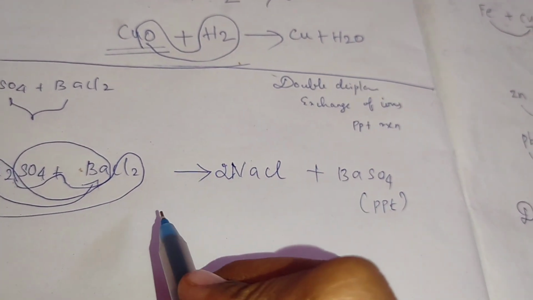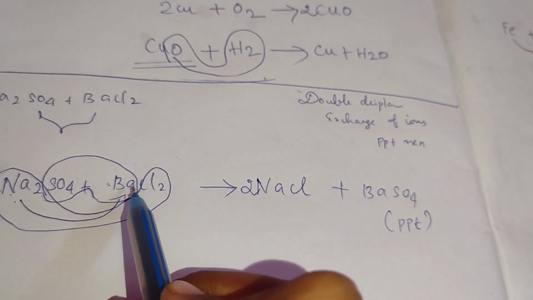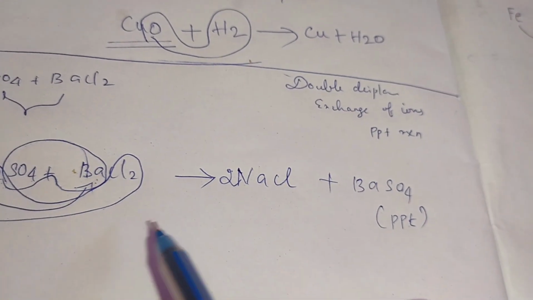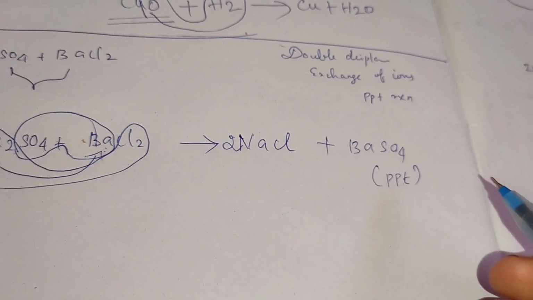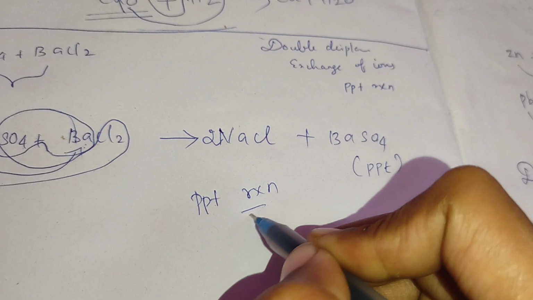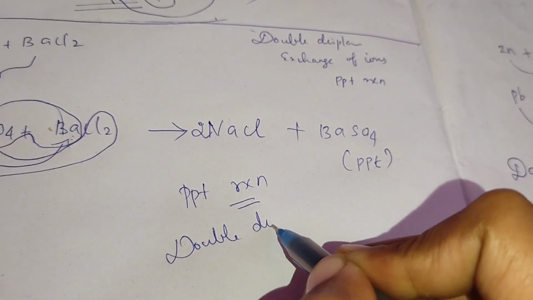So here double displacement takes place. The sodium is displacing the barium, and the barium is displacing the sodium, so they join together. Finally we get sodium chloride and barium sulfate white precipitate. So this reaction is known as a precipitation reaction, and another name is double displacement reaction.